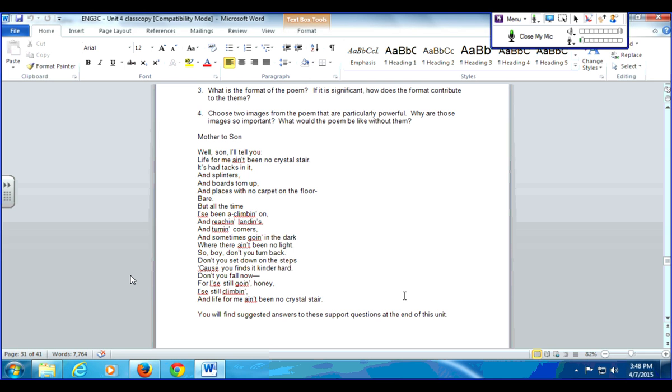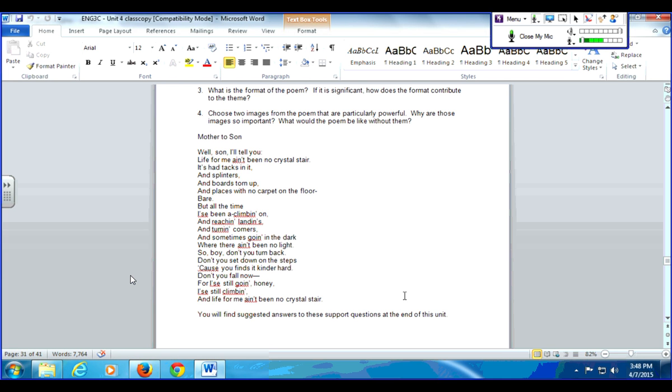So before you even look again at these support questions, obviously it's a mother giving a message to her son, and she's saying that life is not easy. Life won't be handed to you. It takes time to work at. So as we think about that, we get into these 4 support questions. And what I want you to do is work on these 4 support questions tonight.